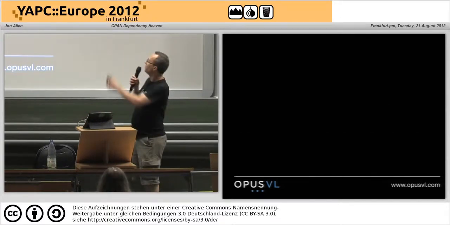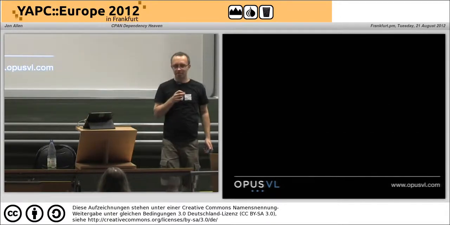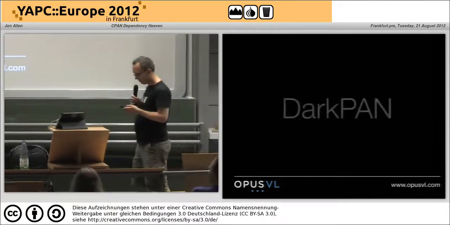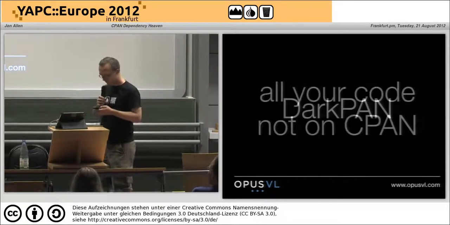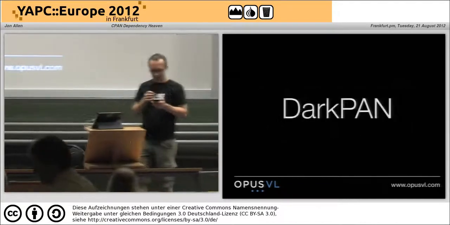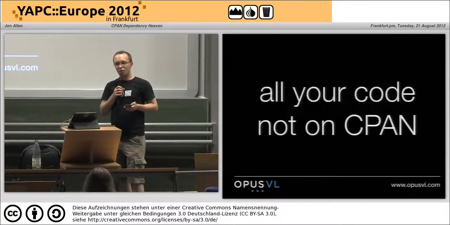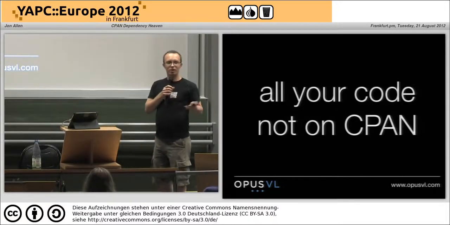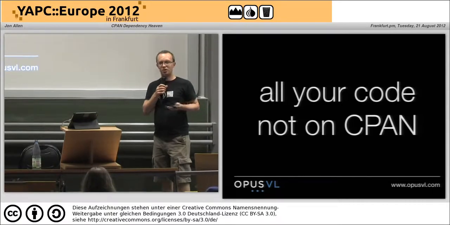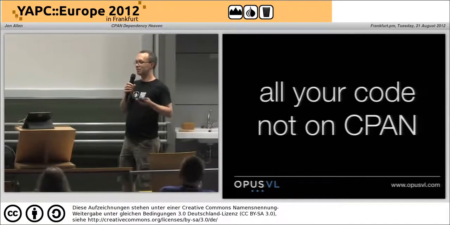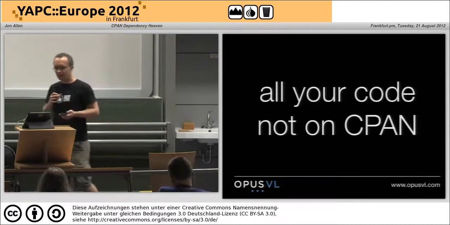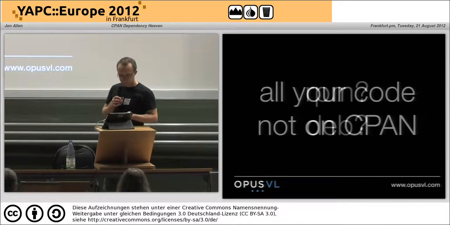The problem, however, is this. The DarkPAN. The DarkPAN is all of the code you have that isn't on CPAN. So all of your internal company stuff, things you've done for specific clients that, for whatever reasons, have to be proprietary. Dependency management on that is still a bit of a problem.